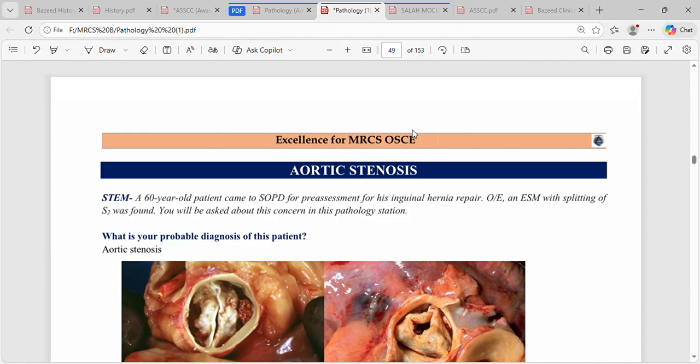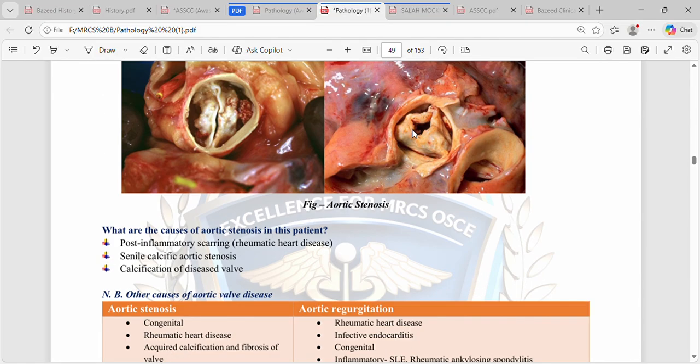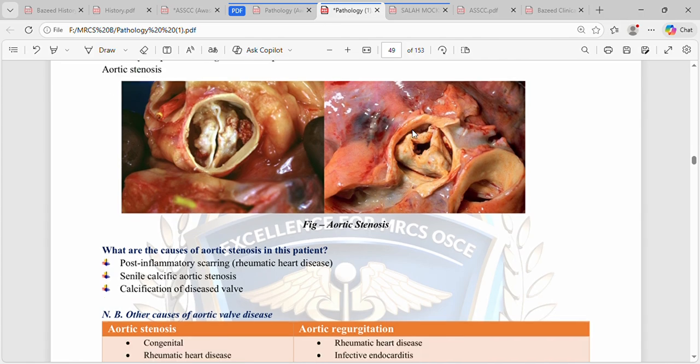So this is aortic stenosis. Ejection systolic murmur is always found in aortic stenosis, plus the S2 split. The S2 split is also called a paradoxical split, which occurs in aortic stenosis. So, what are the causes of aortic stenosis in this patient?